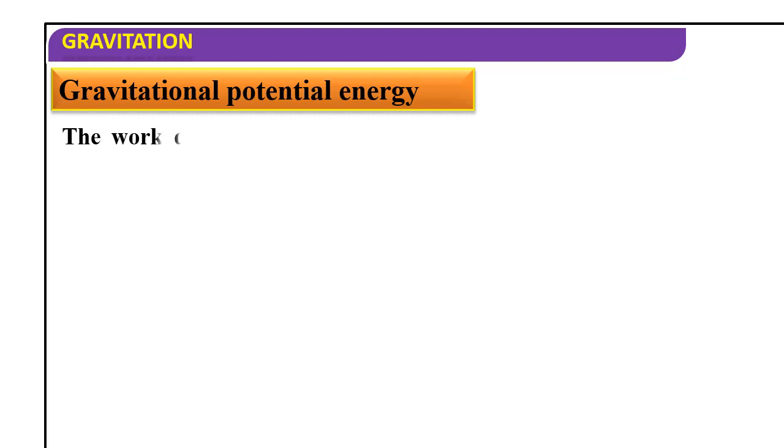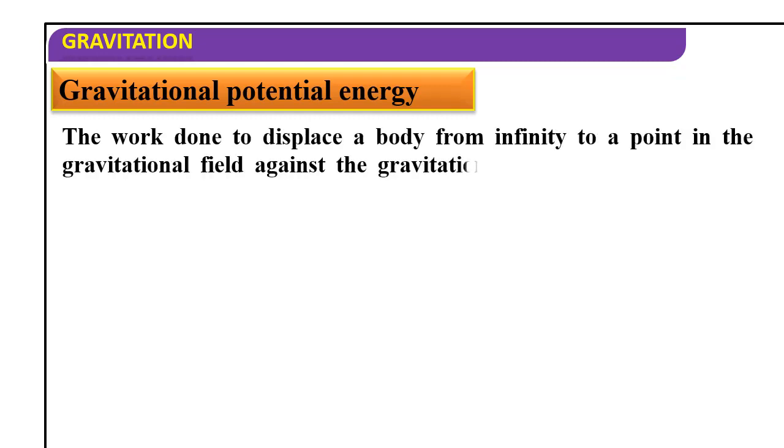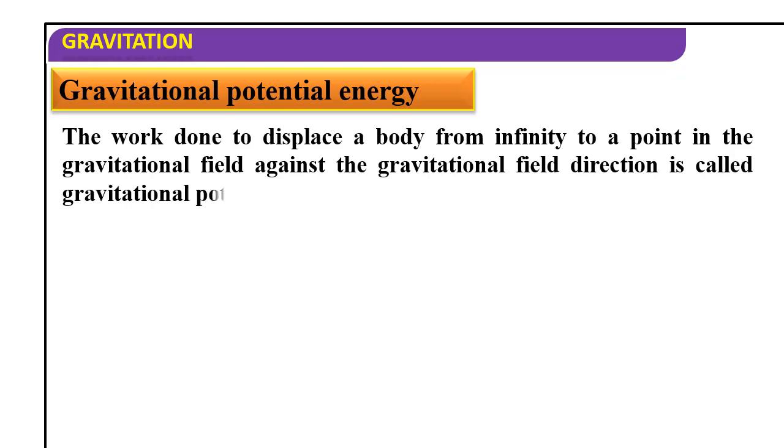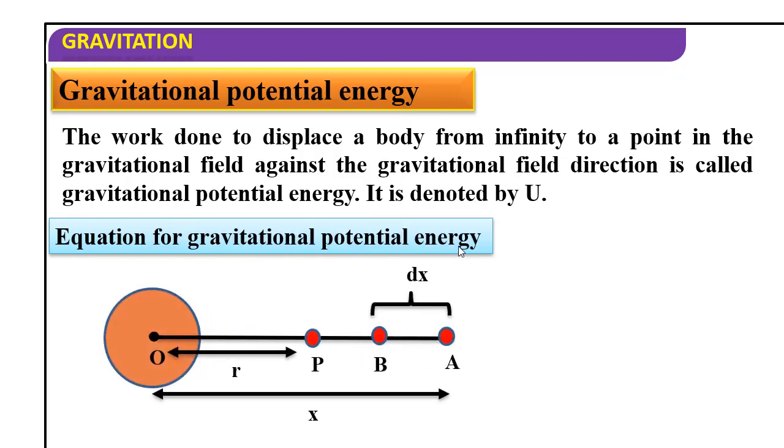Gravitational potential energy. The work done to displace a body from infinity to a point in the gravitational field against the gravitational field direction is called gravitational potential energy. It is denoted by U. Remember this. So, the equation for gravitational potential energy.